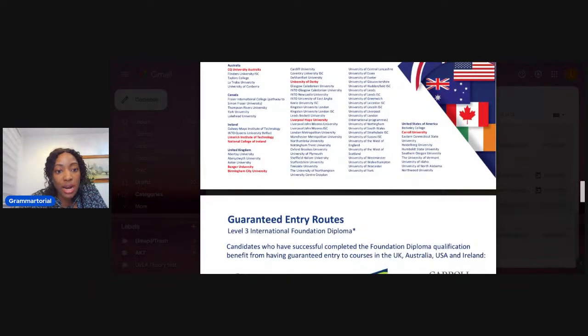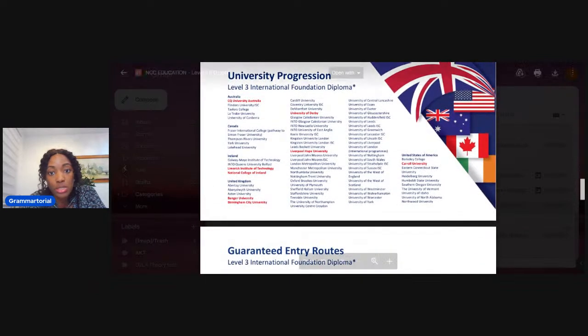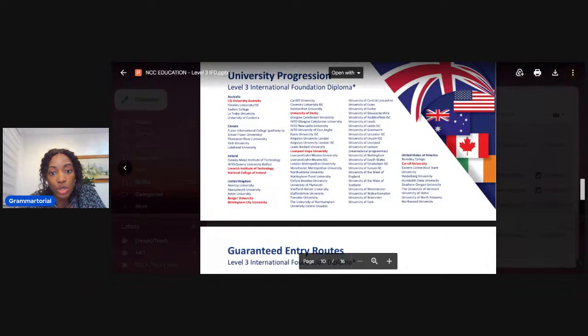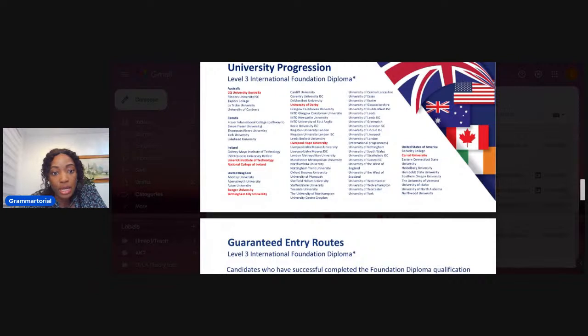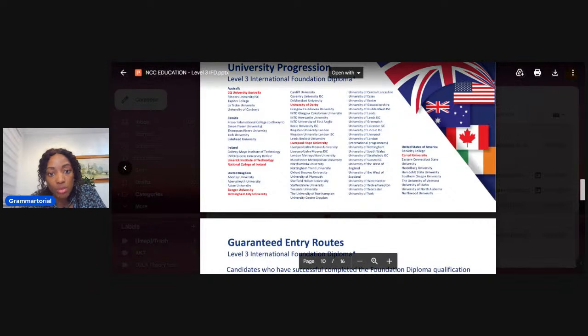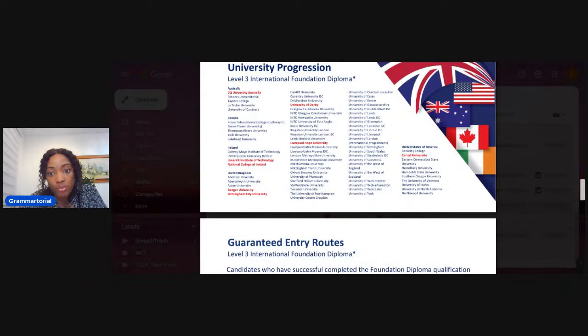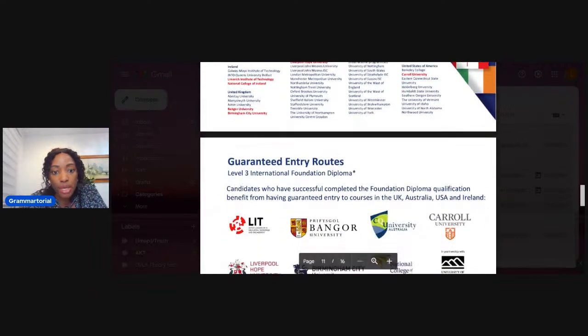So you also have Ireland. You have universities in Ireland. You have quite a lot of UK universities. Of course, it's a United Kingdom qualification. So you have a whole lot of universities that will accept you from the United Kingdom. And then you have guaranteed. So the ones in red are guaranteed entry. On successful completion of the course, you are guaranteed to get into these universities written in red. And of course, the United States of America, you have several universities, and I'm going to talk about scholarships to the US for undergraduates in a bit.